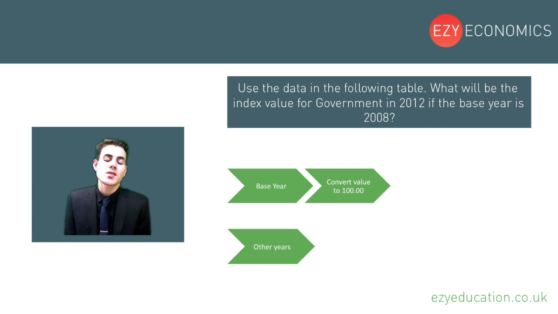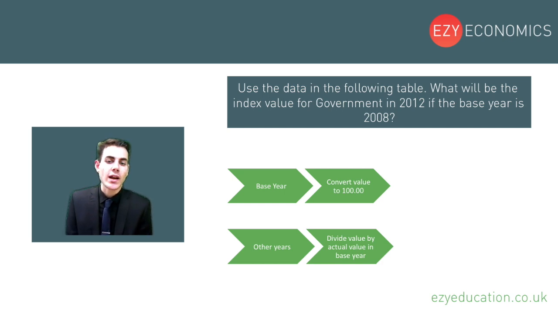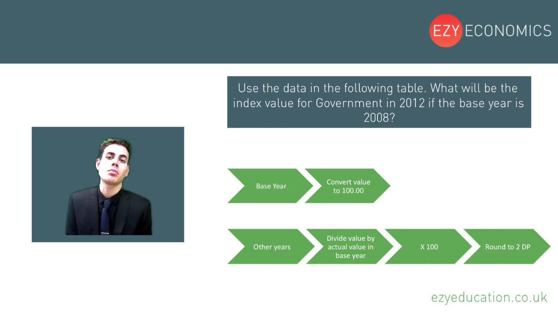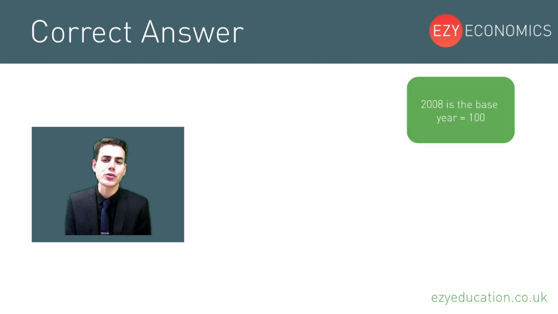looking for, to get the index number for that particular year we have to divide the actual value in that year by the actual value in the base year, which is 2008, then multiply by 100 to convert into an index form, round to 2 decimal places, and we will have the correct answer to this question. So let's go through this step by step.